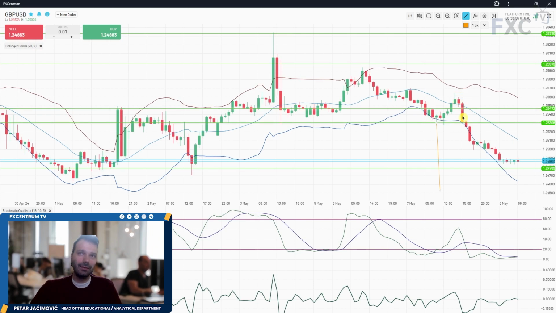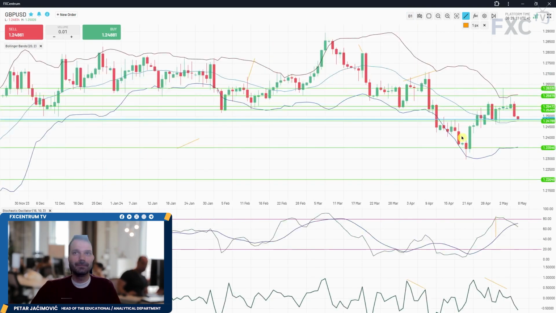Market tried to rally up, but then it didn't have the power, and then there was another rebreak. So this was basically a good area for the downside continuation, downside movement. So far, it looks like sellers are in control, and we have increased volatility on the hourly time frame.